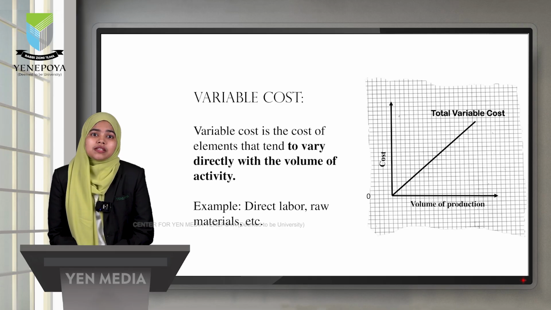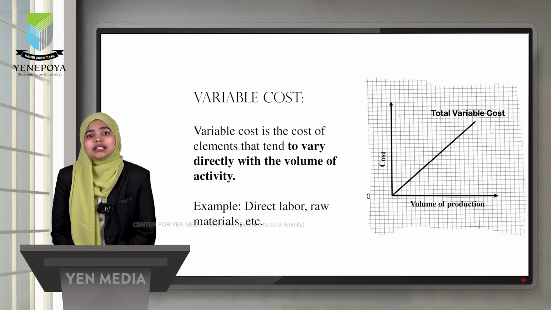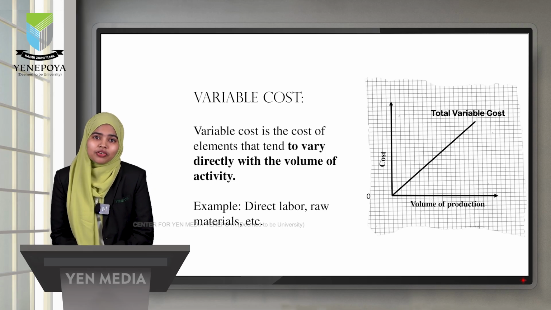The second type under this basis is variable cost. Variable costs change in direct proportion to the level of activity, which simply means an increase in production will increase the cost, and a decrease in production will decrease the cost. Examples include raw materials or direct labor.